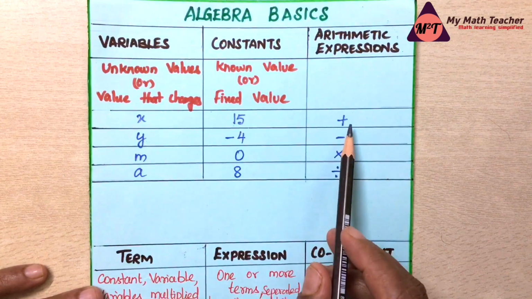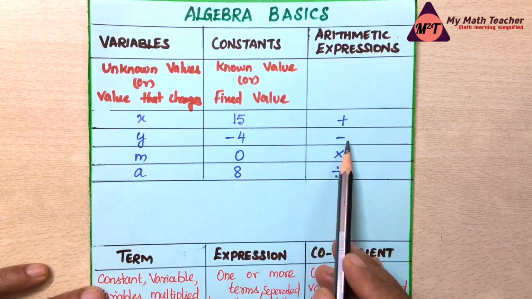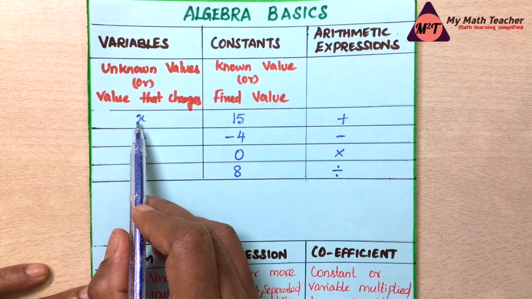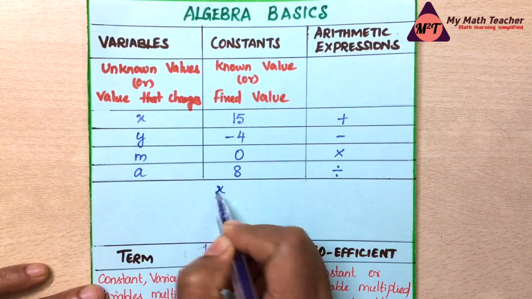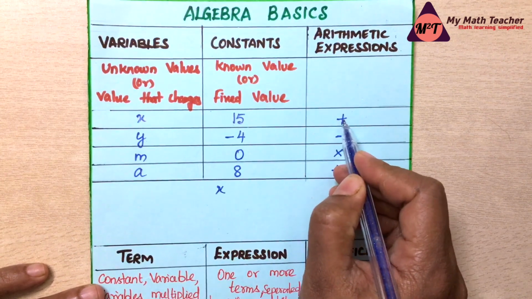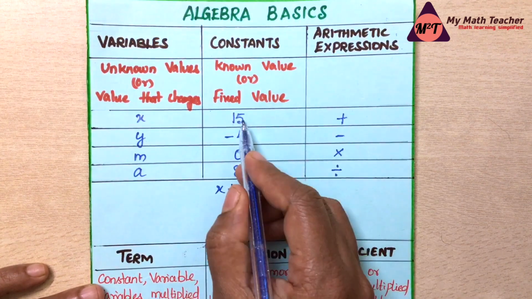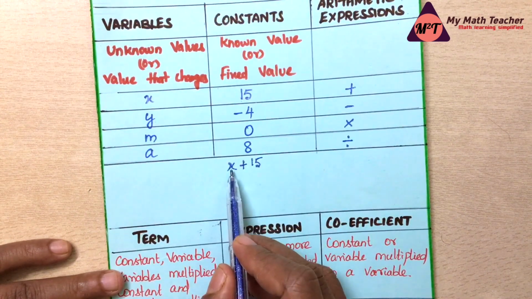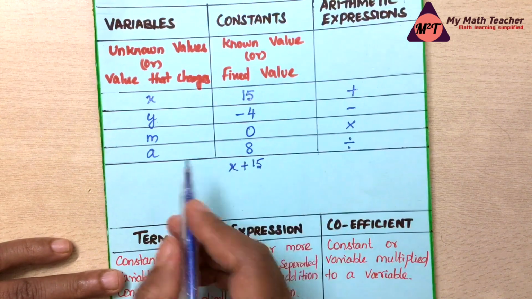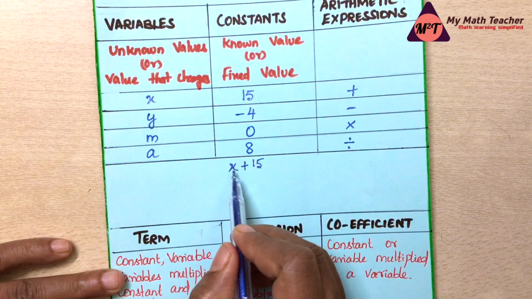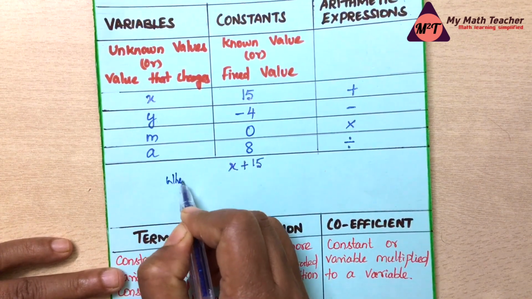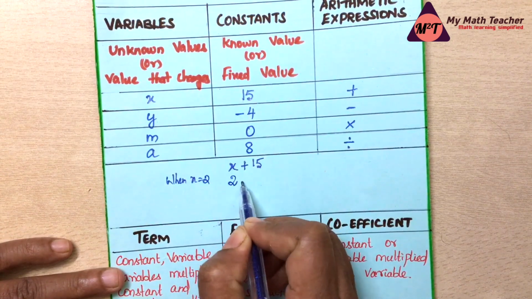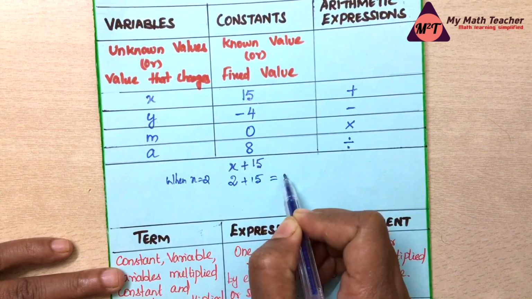The next one, the operators which we use: addition, subtraction, multiplication and division. Let me give an example for this. Let us take the first one. X is the variable, and I am using this arithmetic operator which is plus here. What is the constant? 15. So it is the combination of variable, constant and the arithmetic operator. Now I am going to apply some value to x here. So when x is equal to 2, what happens? 2 plus 15 gives us 17.